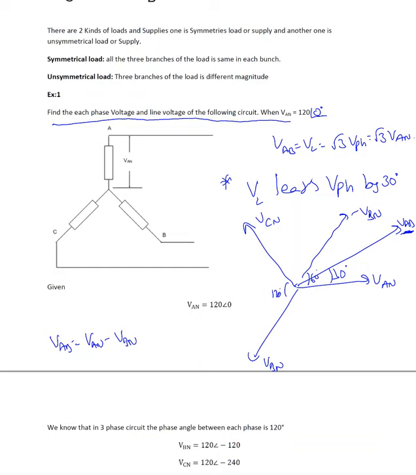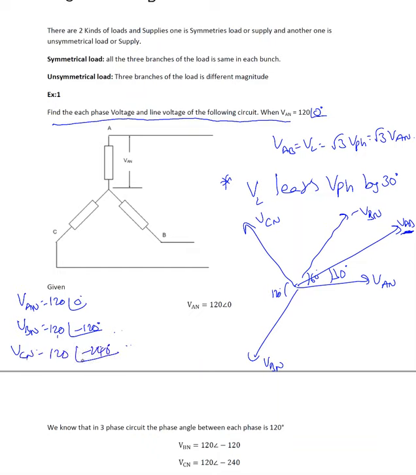So the question: he gave us VAN, which is 120 at an angle of 0. From there, he's asking about each phase and line voltage. If you know VAN equals 120 at an angle of 0, what is VBN? It must be the same magnitude at negative 120 degrees. VCN, same magnitude at negative 240 degrees.